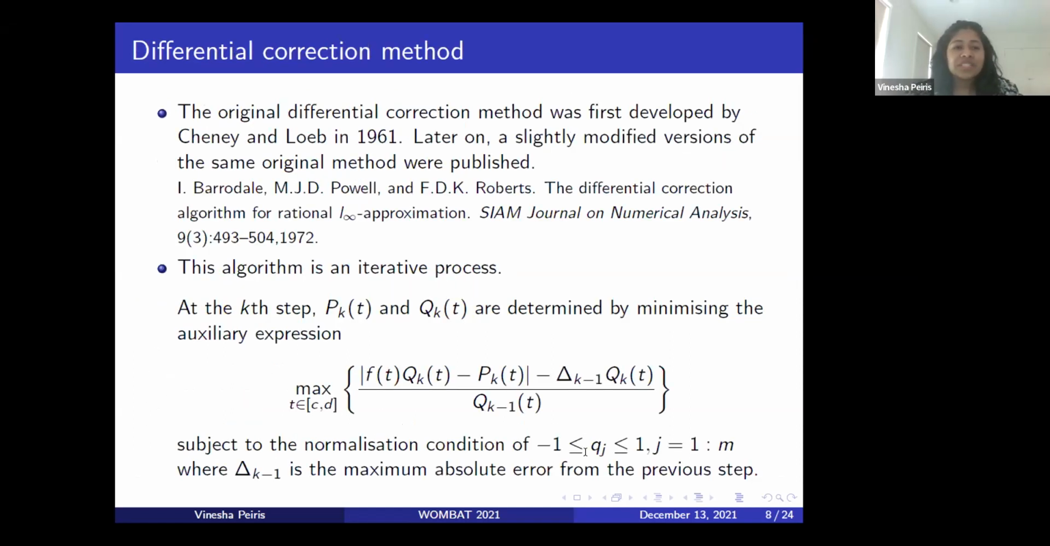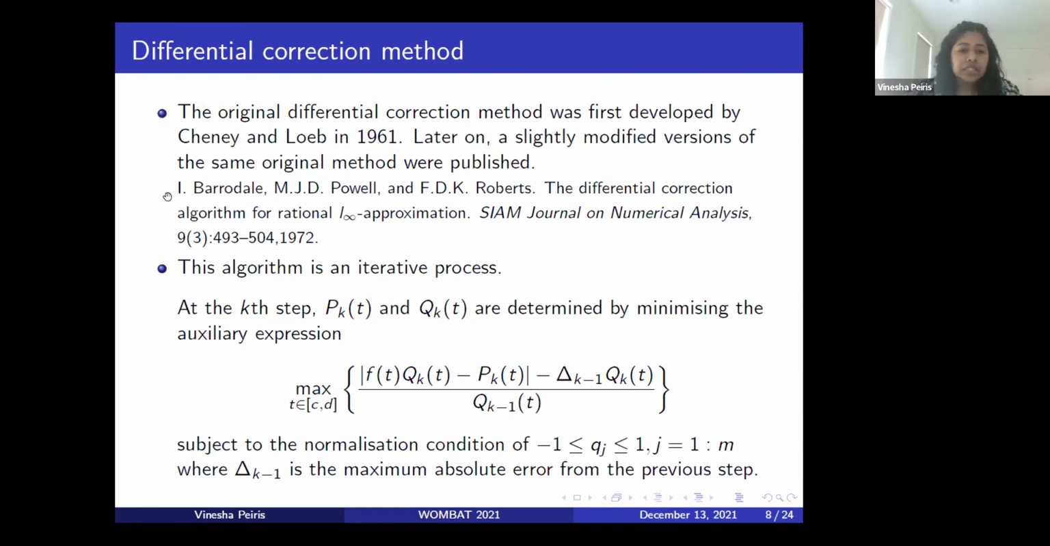Okay, moving on to the differential correction method. Again, another very important and interesting method to find rational approximations. And there are several versions of this method. The original version was developed by Henry L. Loeb and E.W. Cheney in 1961. And later, slightly modified versions were also published.